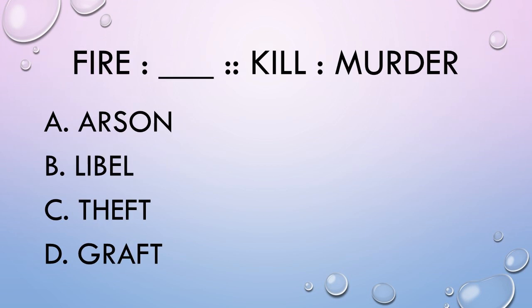Lastly, fire, blank, kill, murder. In this case, we are going to look at the side of kill and murder. What do you think is the relationship between these two words? To kill is a violation that is sentenced with murder. Let us now find the sentence when a person purposely put something on fire.